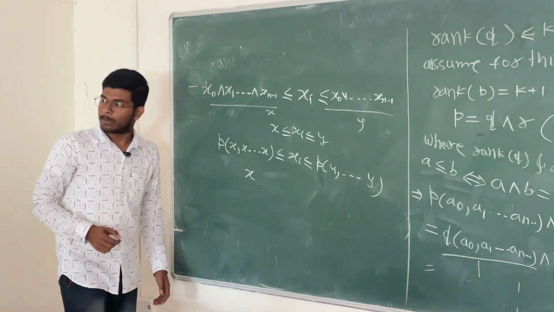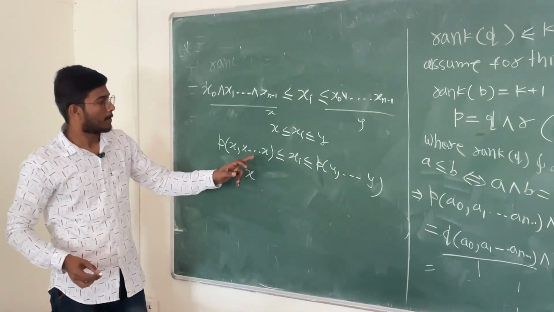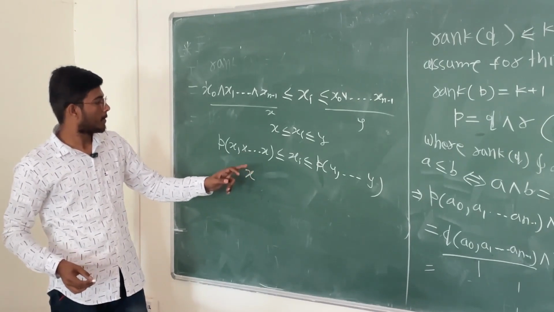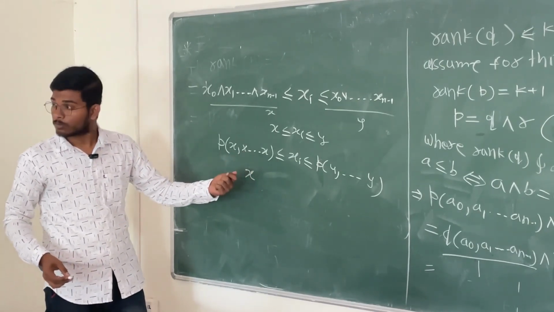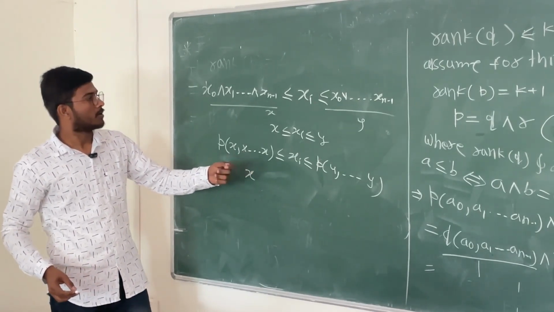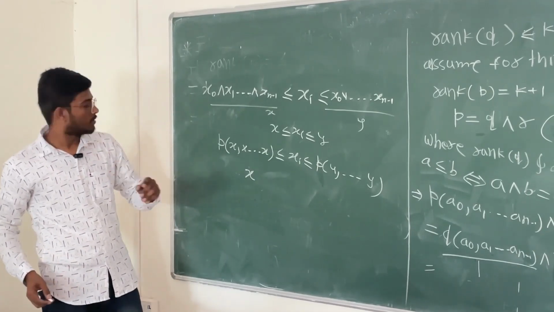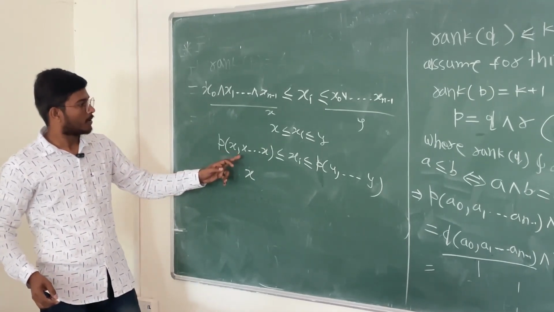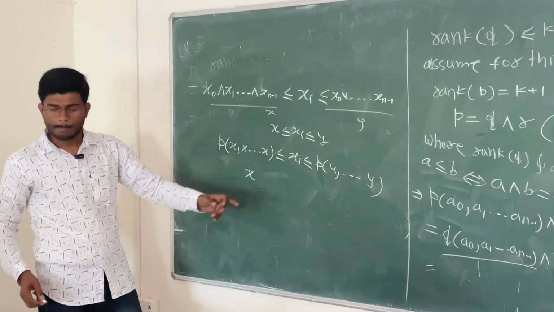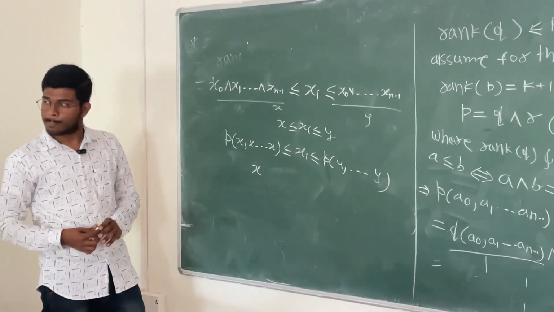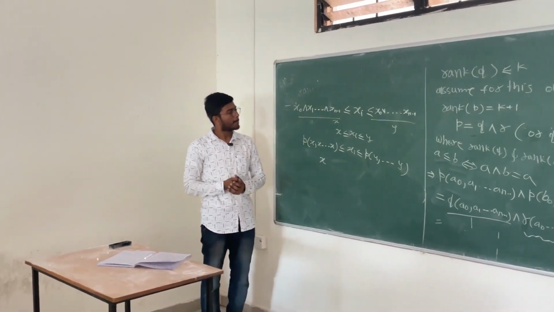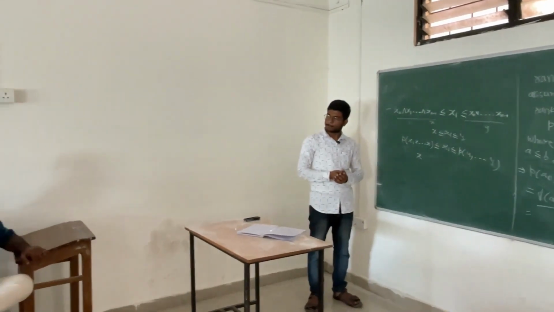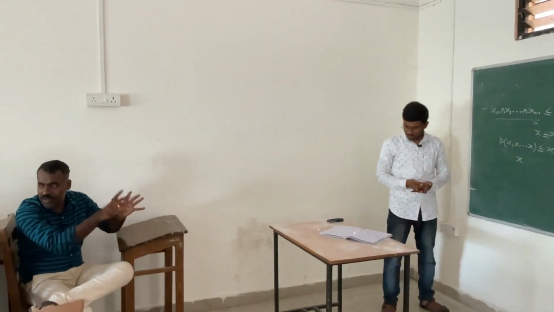In between you have written it wrong. P of x1 x2 xi. See that on the left hand side x is less than or equal to x1, also less than or equal to x2 and so on, right? So what we have proved is, if a1 is less than or equal to b1, a2 is less than or equal to b2 and so on, then p of the ai's is less than or equal to p of the bi's. Yes or no?